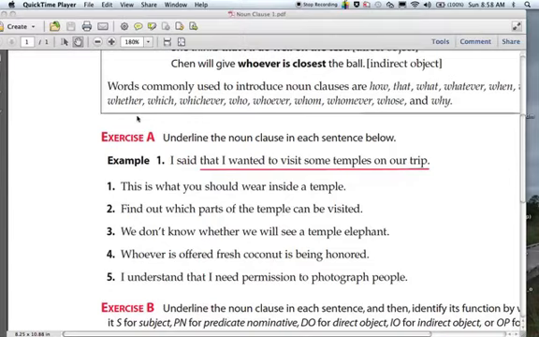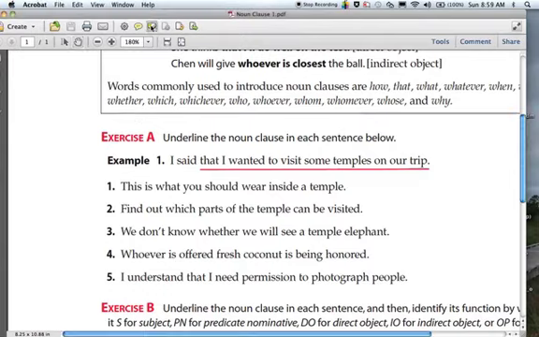First noun clause exercise. Exercise A, underline the noun clause in each sentence below. Easy stuff, okay? Go ahead and pause the video, do these 5, come back and we'll talk answers. All right.